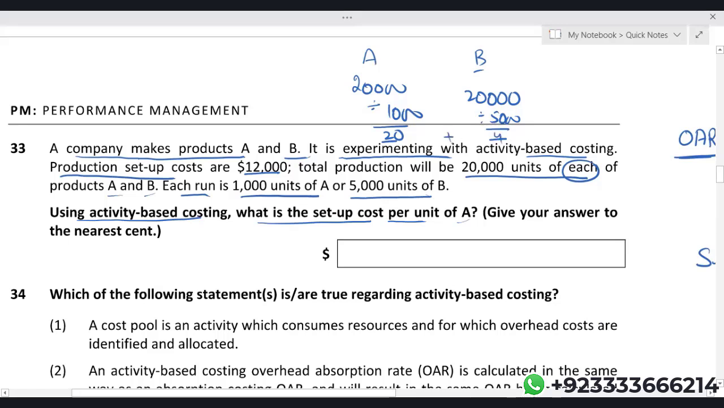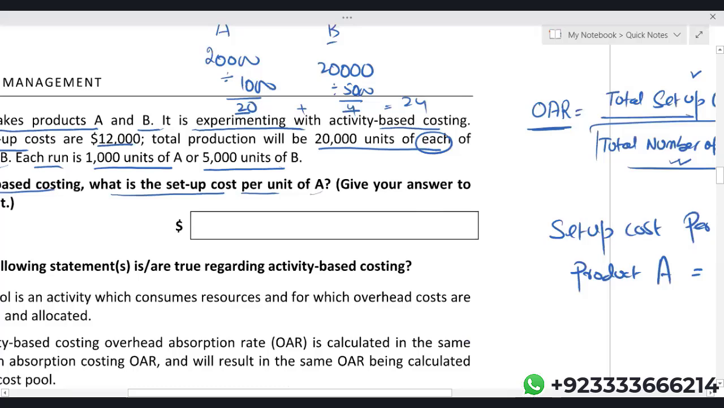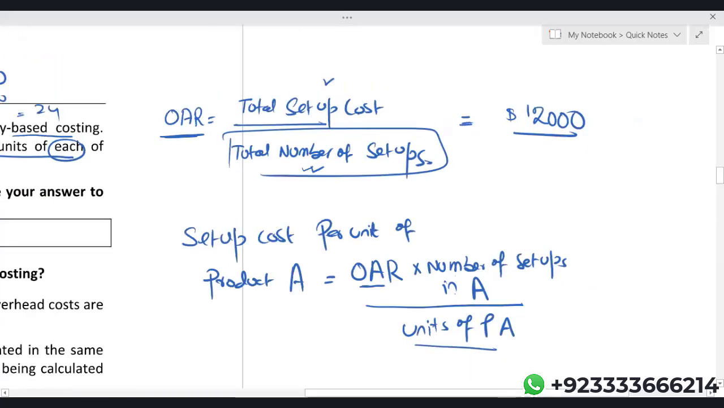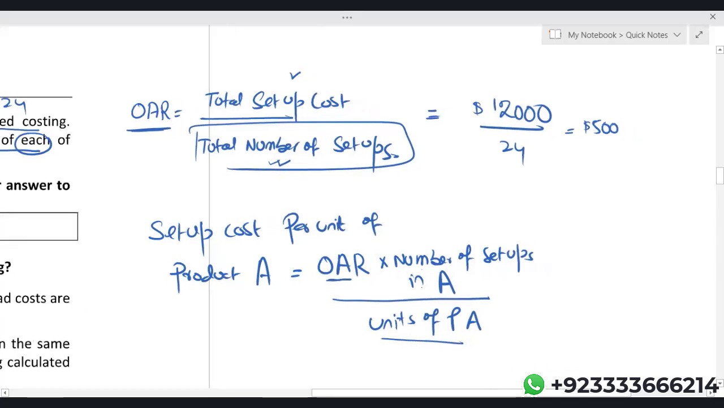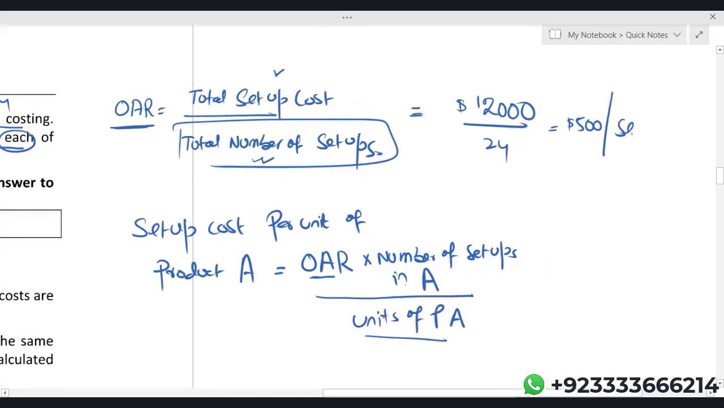So basically, the total number of setups is 24. Total setup cost is 12,000 and total number of setups is 24. So very easily, we can calculate the per setup cost. $12,000 divided by 24 gives us $500 per setup.